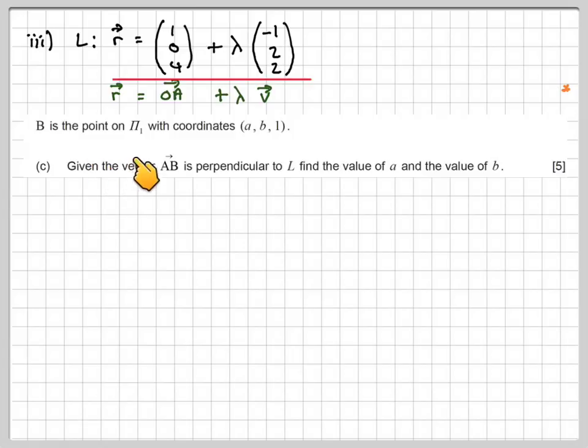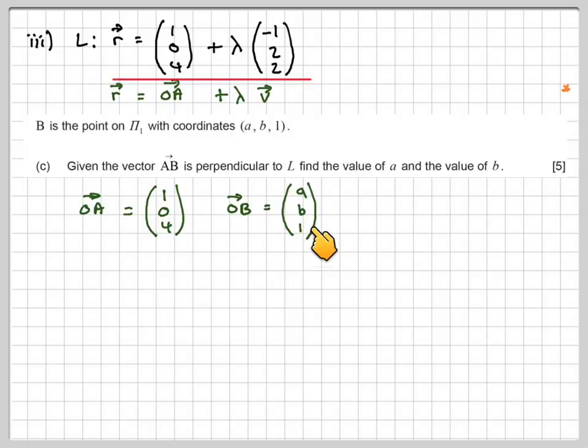So B is a point on plane 1. So we call this AB1. Given that AB is perpendicular to L, find the value of A and the value of B. So OA is 1, 0, 4. OB is AB1. We had to find the vector AB.